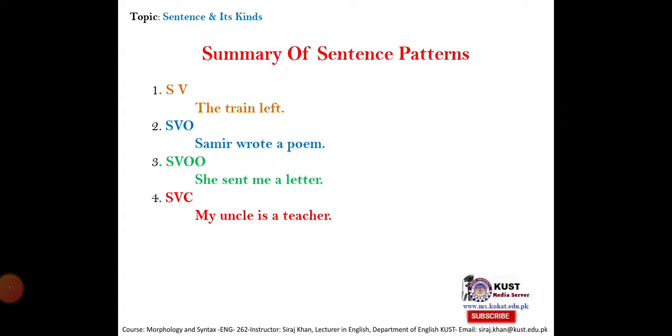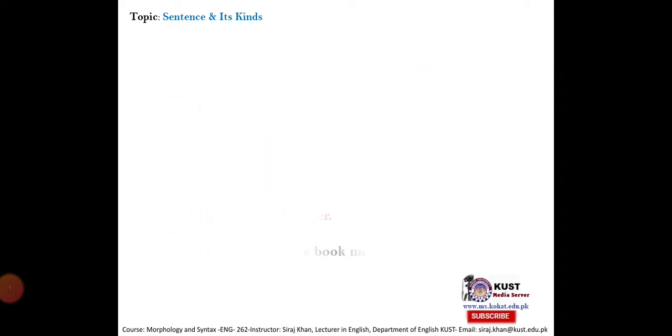Subject-verb-complement: my uncle is a teacher. So here a teacher is the complement, is is the verb, and my uncle is the subject. Subject-verb-object-complement: he considered the book meaningless. So he is the subject, considered is the verb, the book is the object, and meaningless is the object complement.